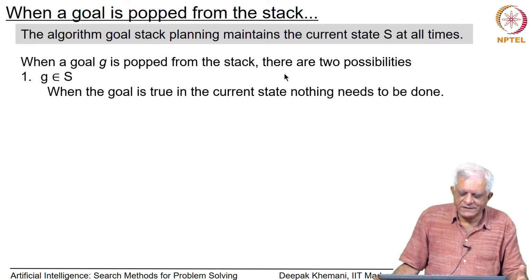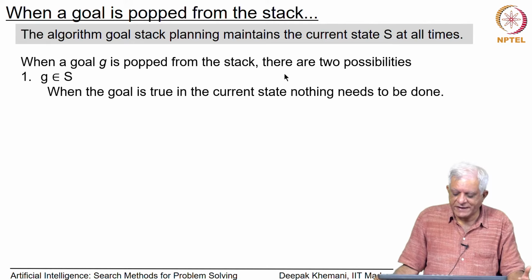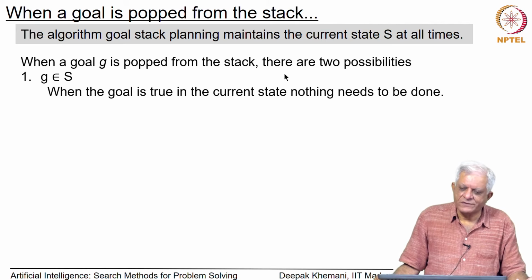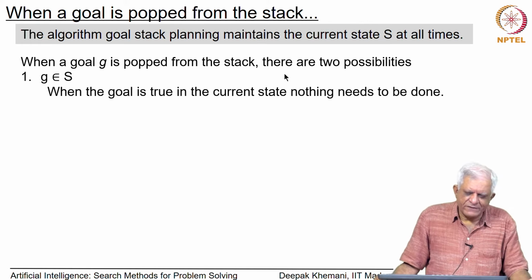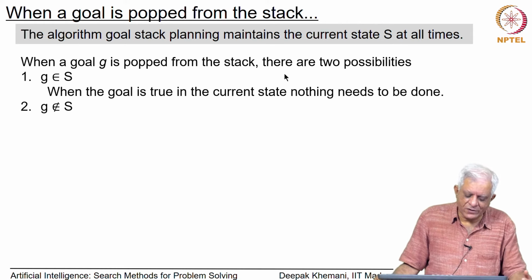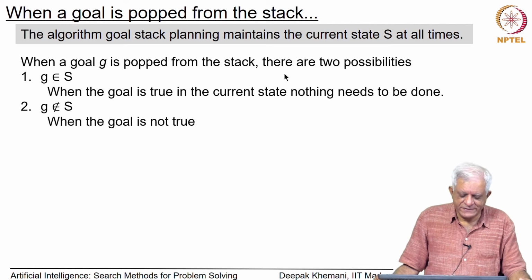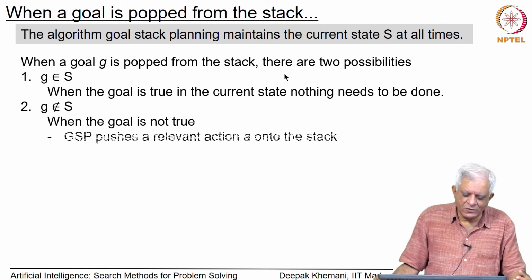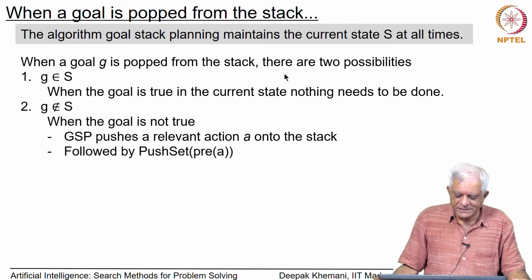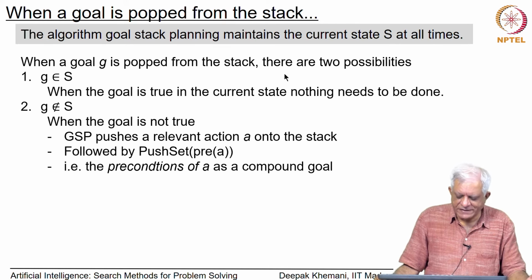As I said, the algorithm maintains the current state S at all times. If the goal that we are trying to solve is a member of that state description, which is a set of sentences, then we do not have to do anything and we can move on to the next goal if there is one. But if the goal is not present in the state description, that means the goal is not true in the current state, then what goal stack planning does is it pushes a relevant action onto the stack essentially. So, let us call that action A.